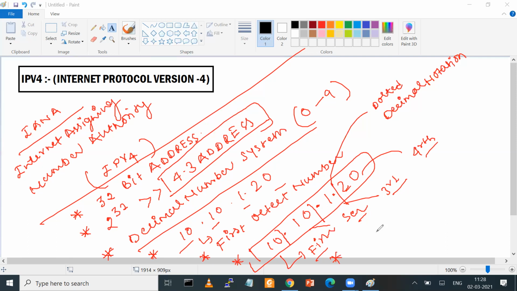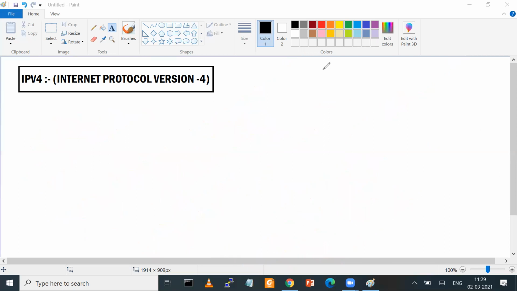An octet means a combination of 8 bits, or you can say octet का मतलब होता है 8 बिटों से मिलकर बना कुछ भी. For example, the same address मैंने लिखा 10.1.1.20. So this is my first octet. ये मेरा सेकेंड हो गया, ये मेरा थर्ड हो गया, ये मेरा फोर्थ हो गया.